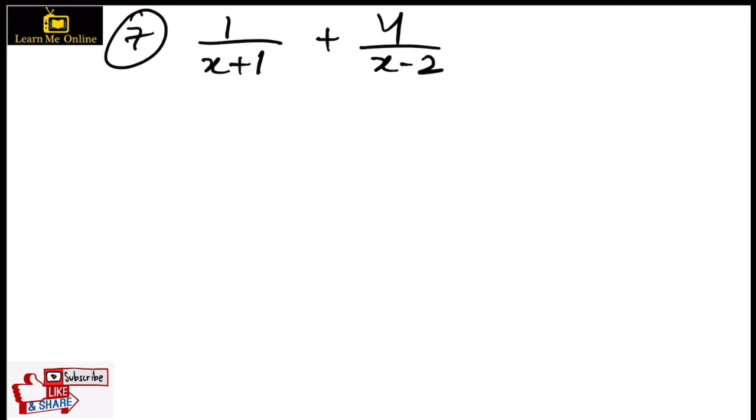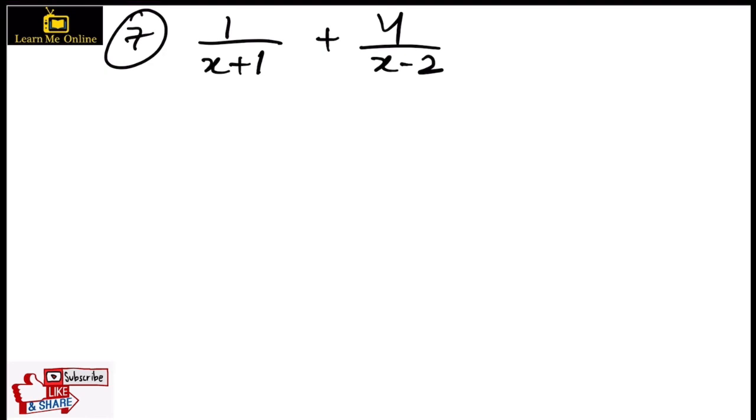Now I'm showing you the last example of these algebraic fractions. Now we are having 1/(x + 1) + 4/(x - 2). We see that we have got different denominators, which is what we have been dealing with. Because our first step is always to try to make the denominators the same. It's always easy with the numbers.